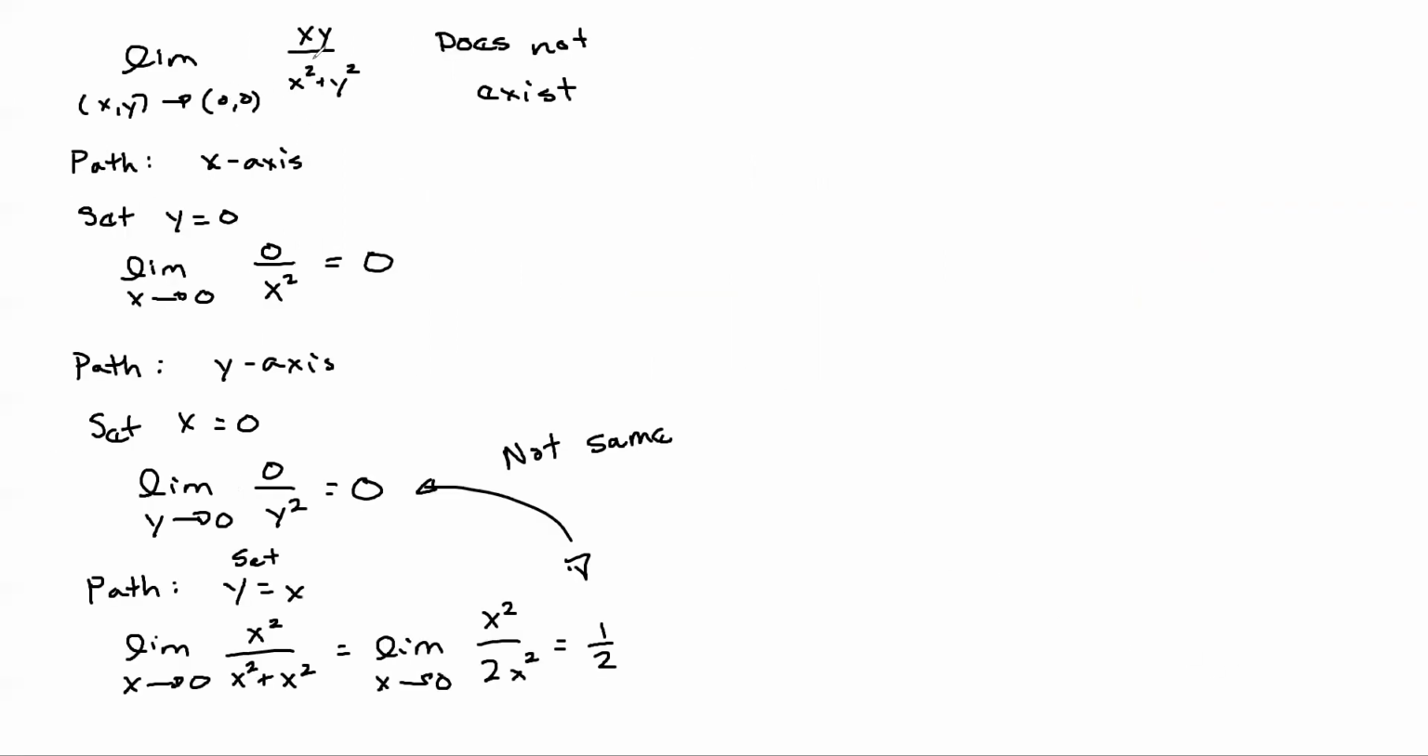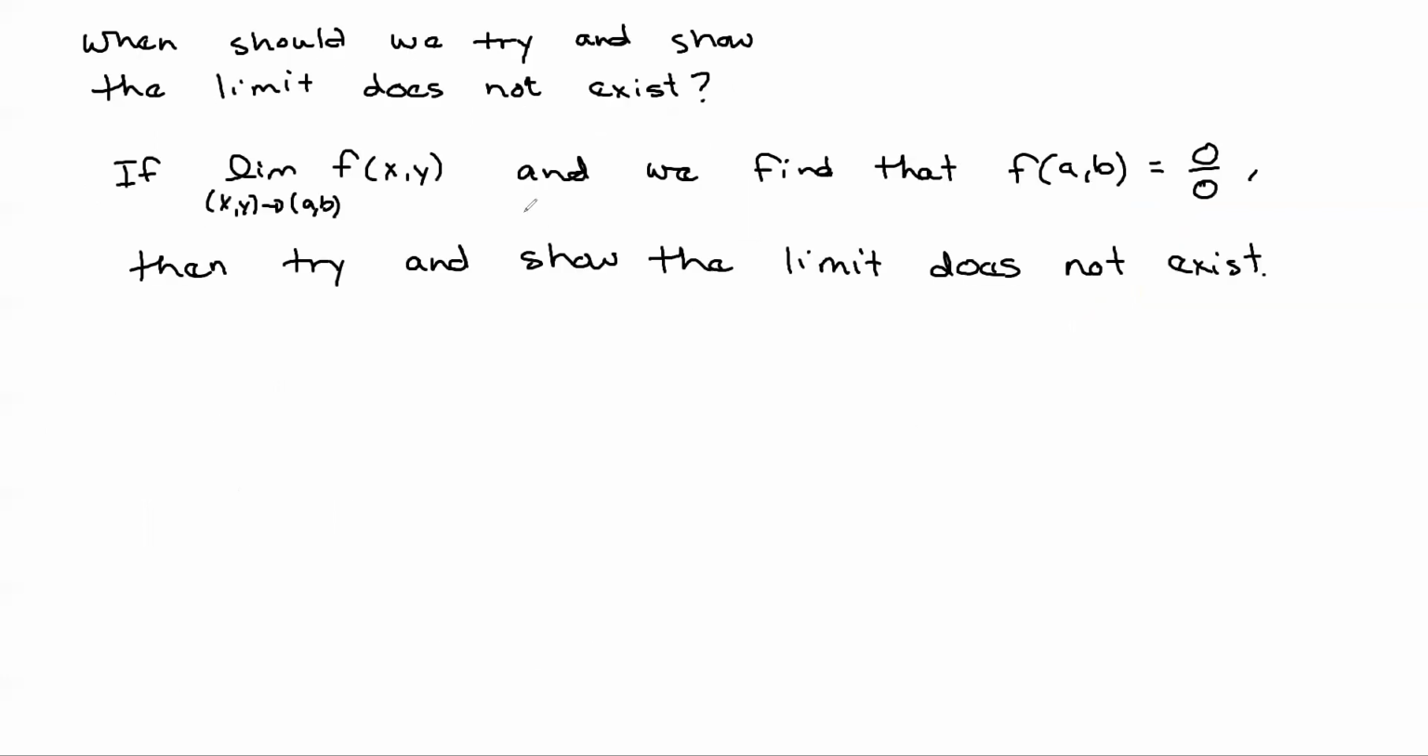How about this one? If we take (0, 0) and pop it in, what happens? You get 0 times 0 over 0 squared plus 0 squared. Oh, yep, 0 over 0 there too. Yes, so that's the typical case, right? So when should we try and show that the limit does not exist? If you're asked to find the limit as (x, y) goes to (a, b) of f(x, y), and you find that f(a, b) equals 0 over 0, then you try and show that the limit does not exist.